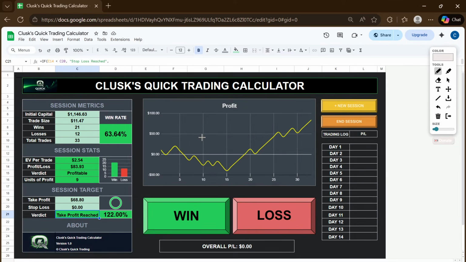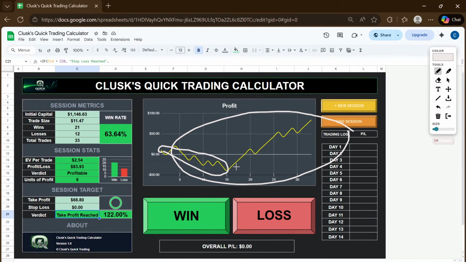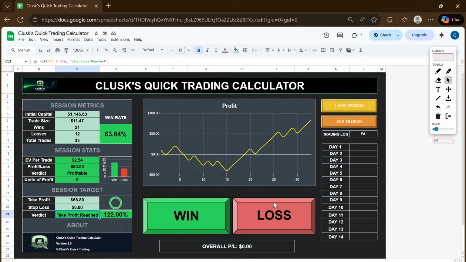This is just for educational purposes in helping you guys understand how quick trading works, how the trades work, how the trades are taking place, and also to see how we can calculate our session and use proper risk management and proper systems in order to be able to make money. But it's never, ever financial advice.